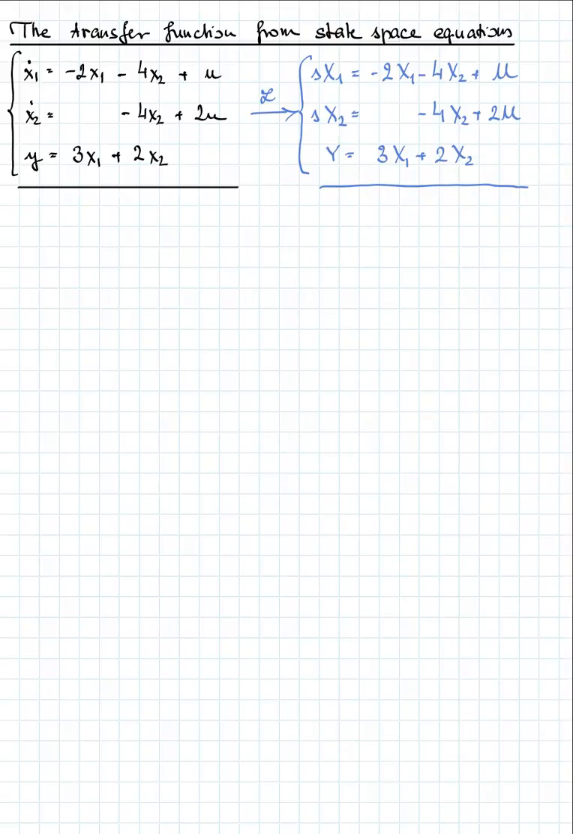As you can see, these equations are simply algebraic equations. So now we have a system of equations with three unknowns, and the unknowns are X1, X2, and Y, because the input U can be supposed to be a known function. From these equations, we have to derive Y over U. This is the goal of our calculations. I'm going to use different colors.